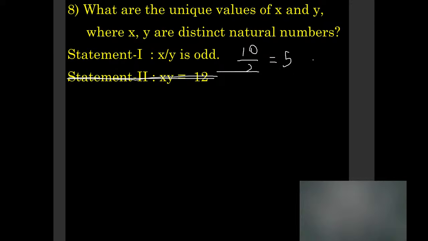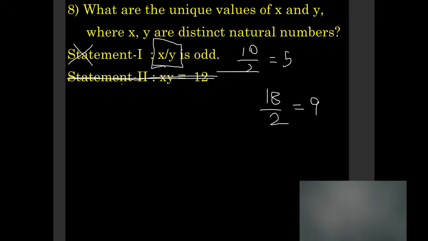Next, you can take 18 by 2. Here 18 by 2 is equal to 9. So that is also an odd number. So x by y is odd means we get infinite numbers of x and y values. So from statement 1 we cannot get the answer.